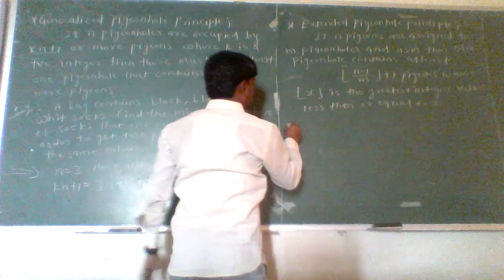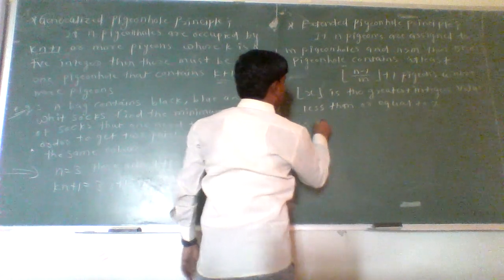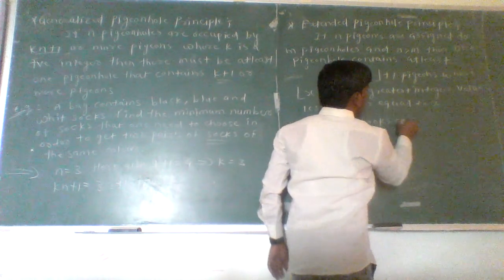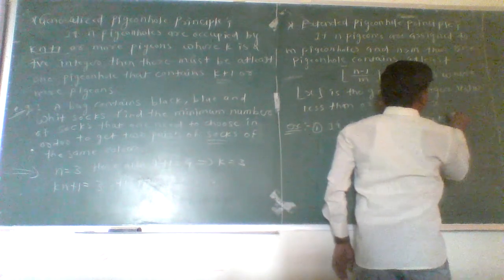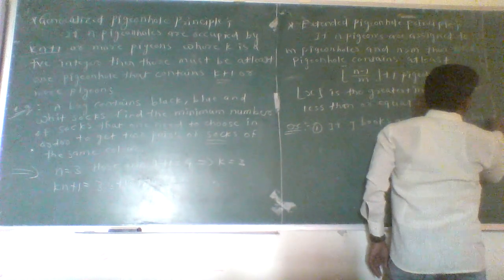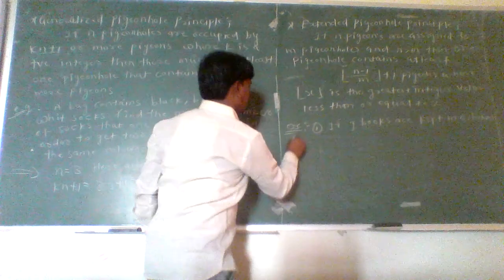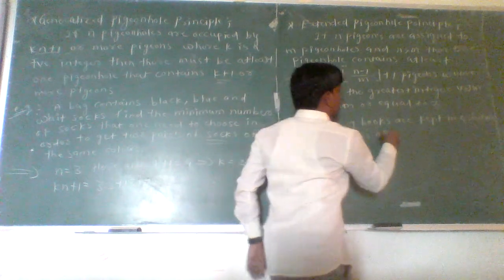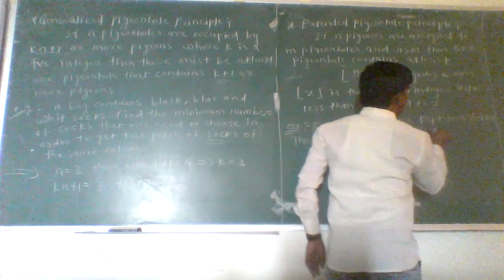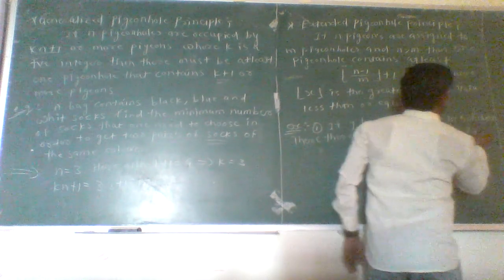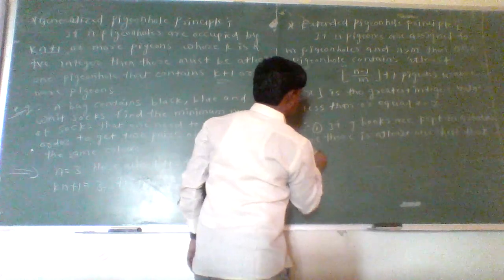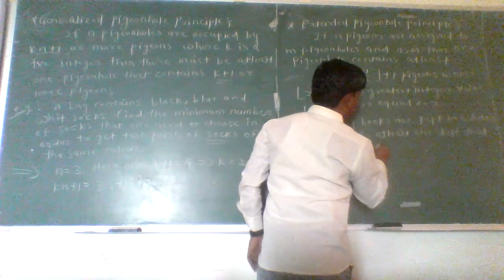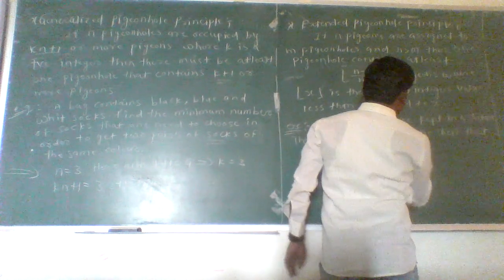Let us see the example depending on this one. Okay. If 9 books are kept in 4 shelves, then there is at least one shelf that contains at least three books.